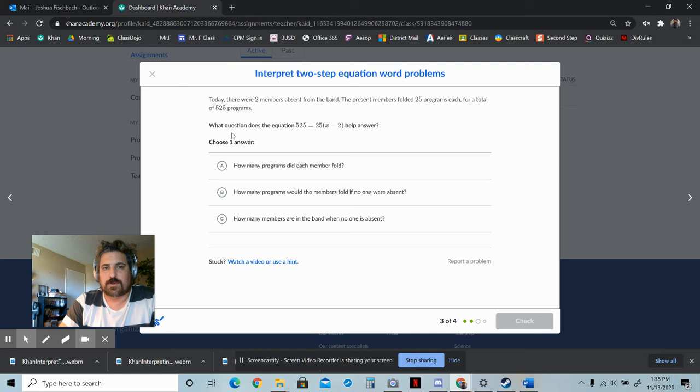So what question does the equation answer? It answers how many people are in the band. That's what the x is going to be. So how many members are in the band?